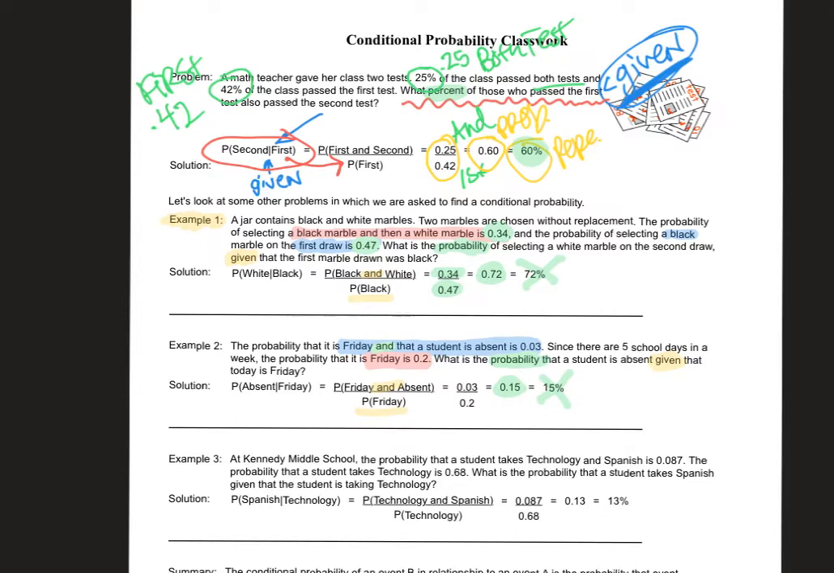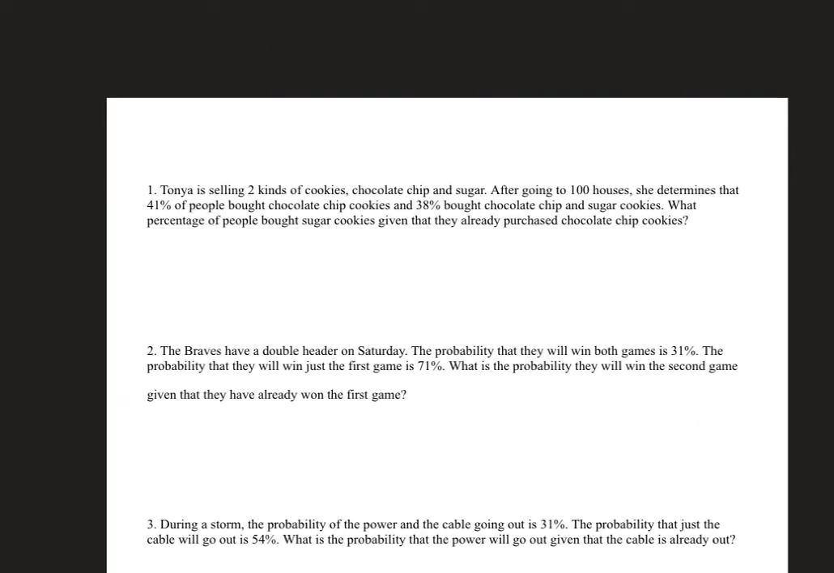I'm going to go to the example, so I'm going to go to page 2. I'm going to skip the third one since it's already done for you. Number 1: Tanya is selling 2 kinds of cookies, chocolate chip and sugar. After going to 100 houses, she determines that 41% of people bought chocolate chip cookies and 38% bought chocolate chip and sugar cookies. What percent of people bought sugar cookies given that they already purchased chocolate chip cookies?